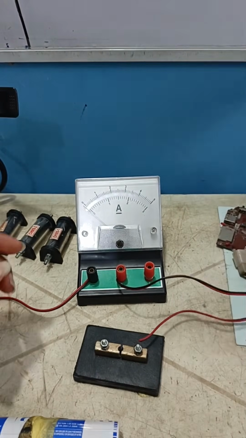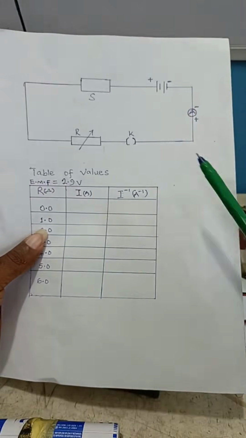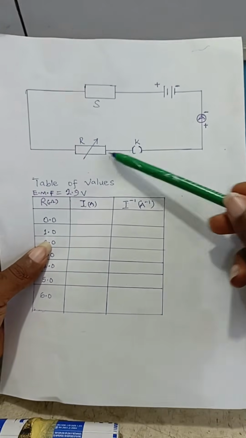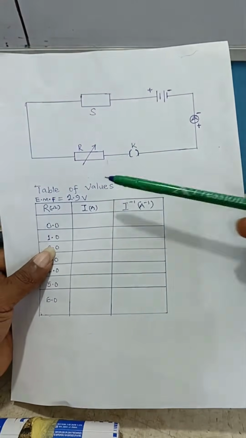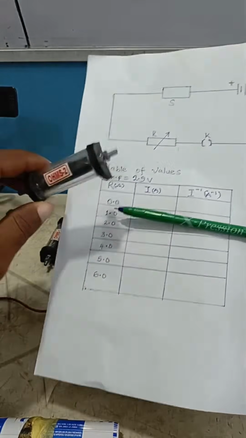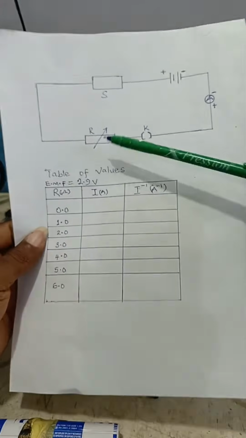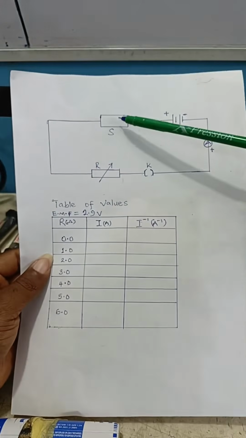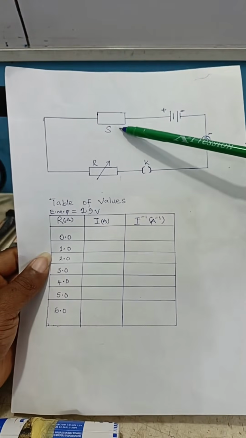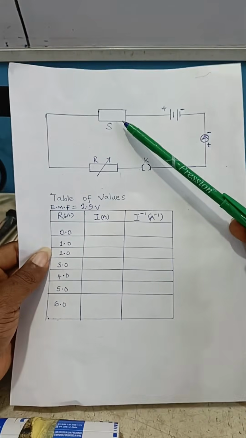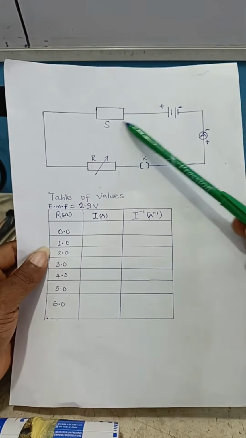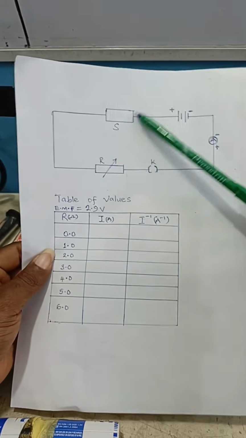Then back again to the diagram. From the second end of the key, you run a wire into this resistance box. Like I said, we are going to be making use of this standard resistor. In the instruction, we were not told the value of this standard resistor. Either your examiner tells you a particular value you are going to use, or they won't even use this standard resistor at all.